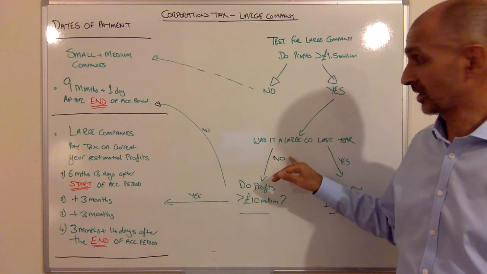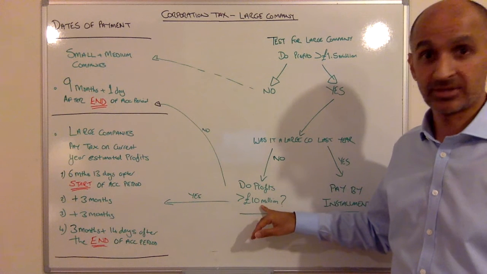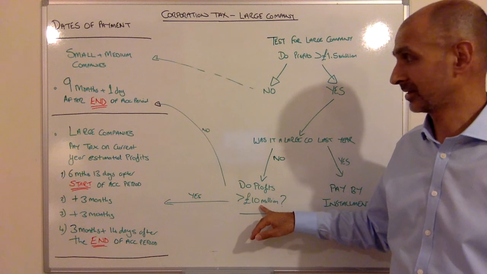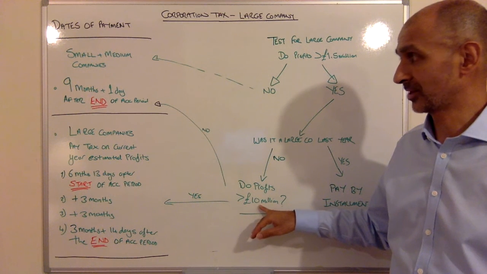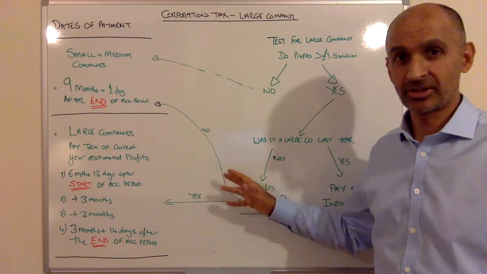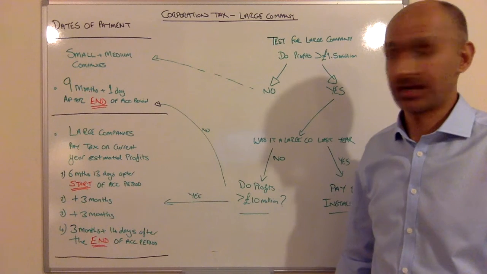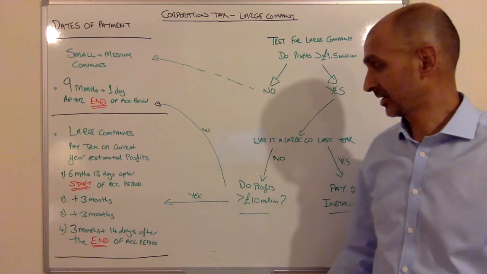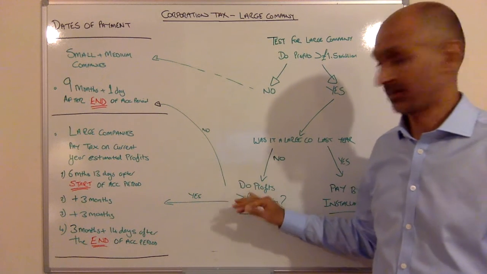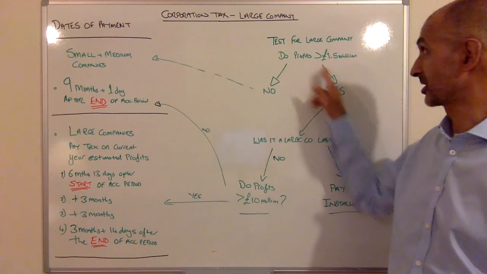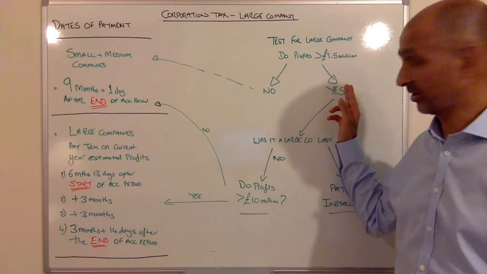But if it wasn't a large company last year and its profits are less than 10 million, which is probably quite the majority of cases, then for the first year of being large, it can pay its corporation tax 9 months and 1 day after the end of the accounting period. So we're not saying that it's become a small or medium company. It is a large company. It's got more than 1.5 million.